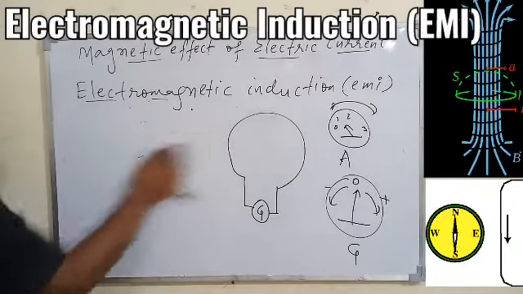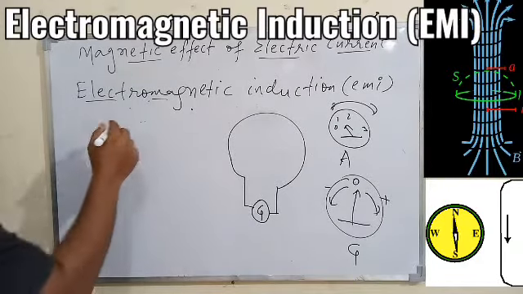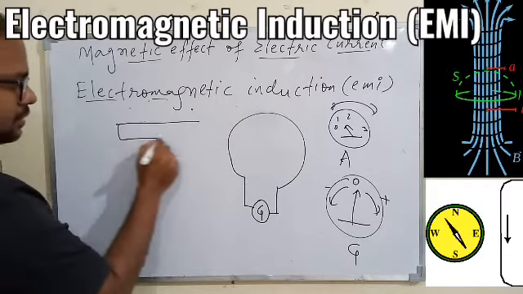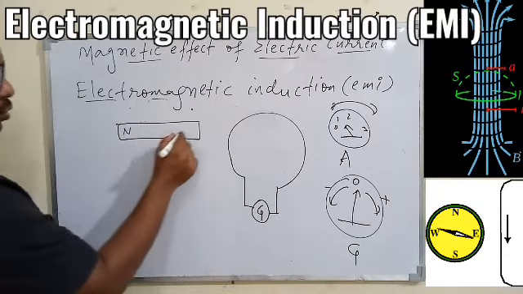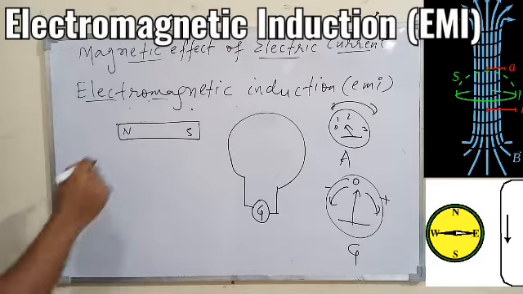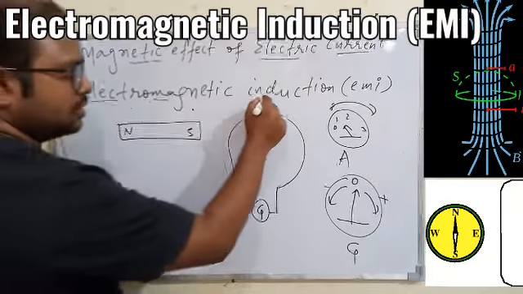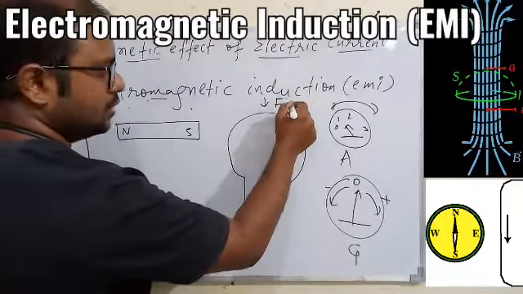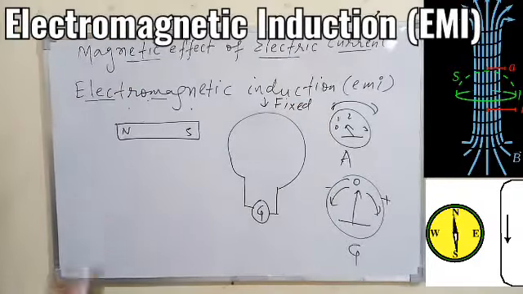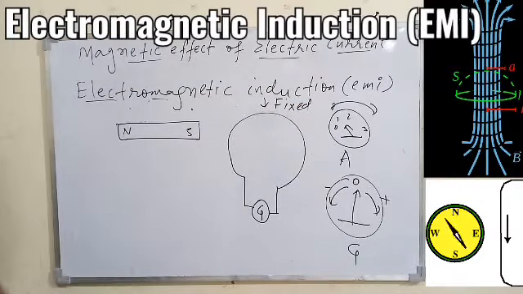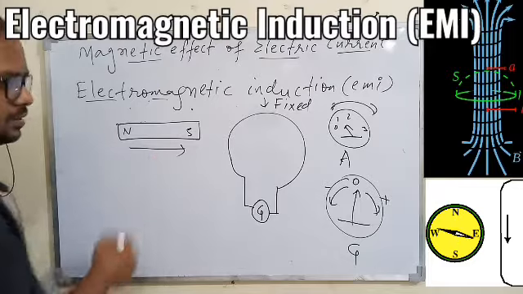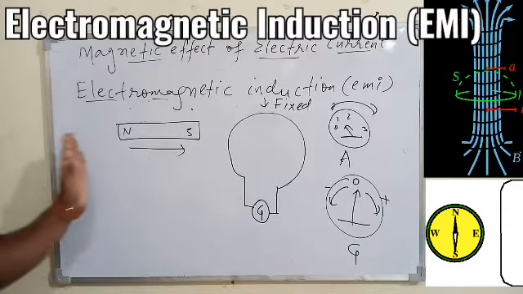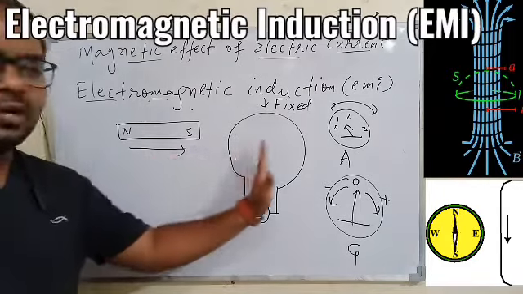Okay, so first you take the coil and a bar magnet with north and south poles. The coil is fixed, you are not moving it, and let the coil be fixed at one place. Now you take the bar magnet with its north and south pole, and you try to move the bar magnet towards the coil.